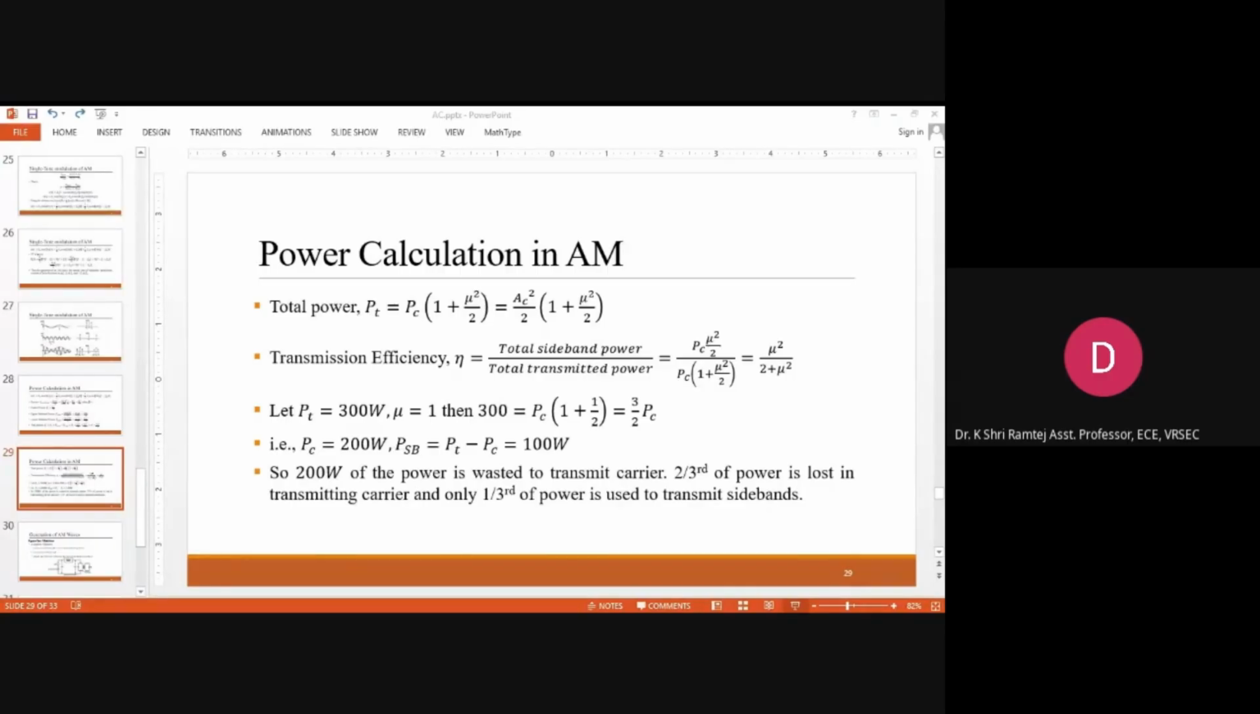In order to increase the transmission efficiency: for the standard AM wave, the transmission efficiency is very low. If we take mu equal to 1, the transmission efficiency is 1 by 3. That means we are only using 1/3 of the total power to transmit the message signal. So in order to increase this transmission efficiency, we go for the double sideband suppressed carrier technique.